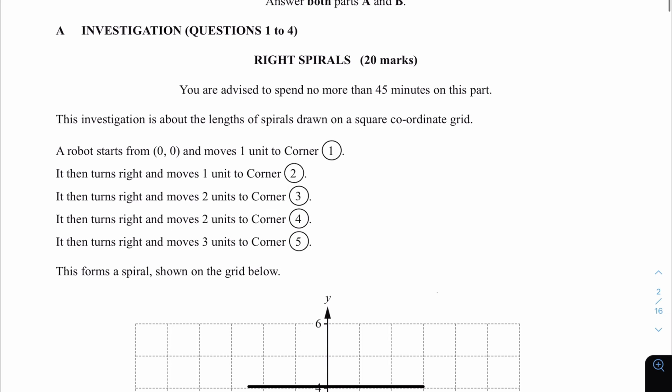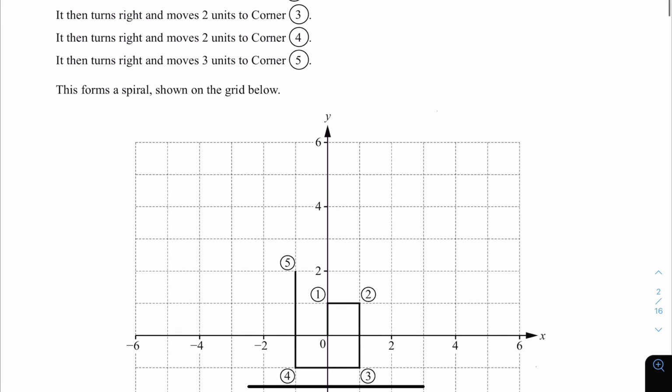Okay, so investigation. So you're advised to spend no more than 45 minutes on this part. That's 50% of your time because this whole paper is 1.5 hours. So this is right spirals. And as you can see, it's 20 marks for 45 minutes, which means that they are really stingy. So the investigation is about the length of spirals drawn in a square coordinate grid given here.